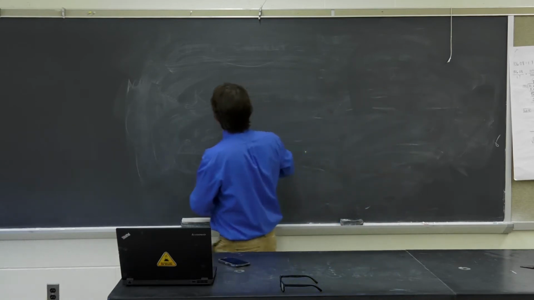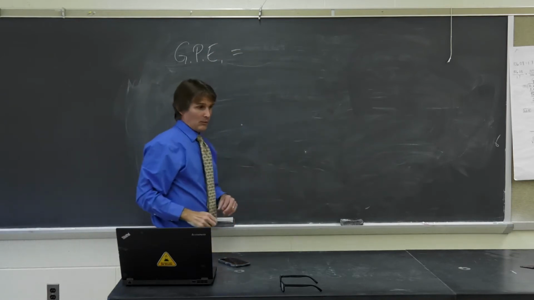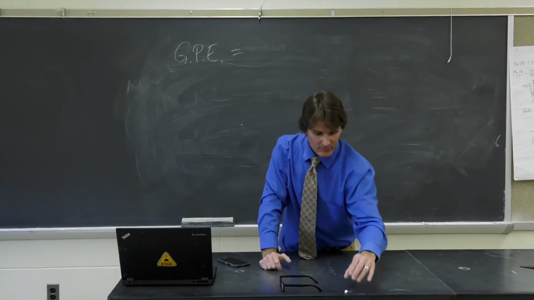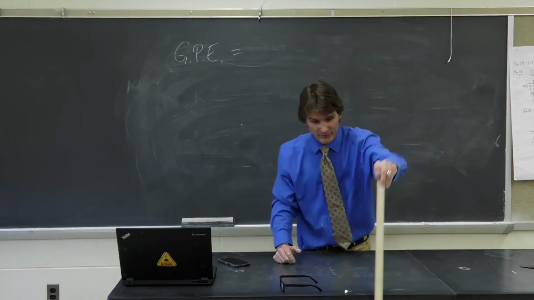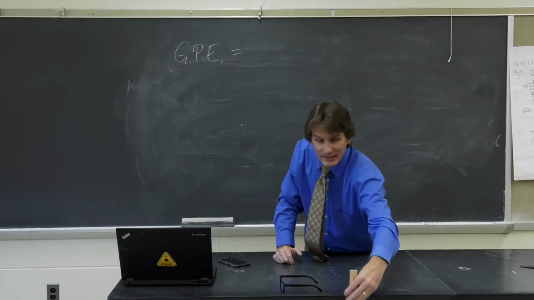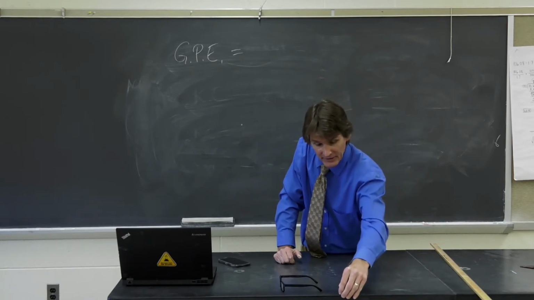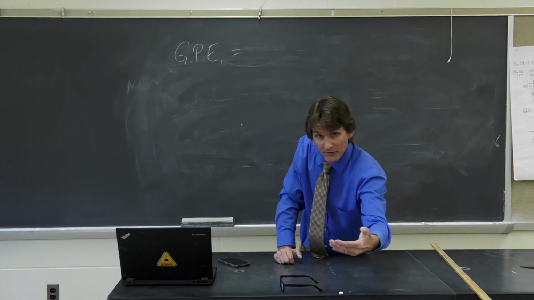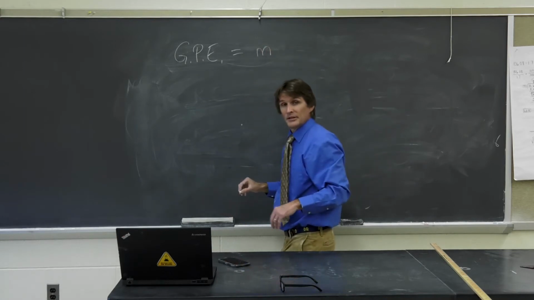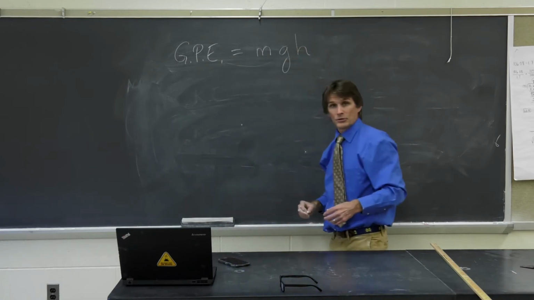There's an equation for gravitational potential energy. If I want to know the gravitational potential energy of this piece of chalk on this table, which is about a meter above the floor, we'll pretend it's a meter, it's not quite. What is that? 91 centimeters, close enough to a meter. But if I want to know the gravitational potential energy that this has as a result of being up off the floor, it's just the mass of an object times the acceleration due to gravity times the height it is off the floor.